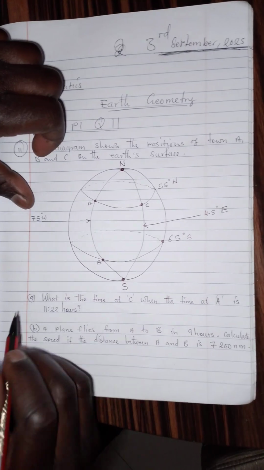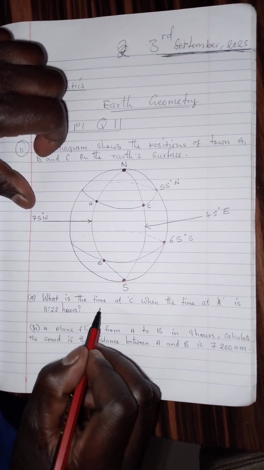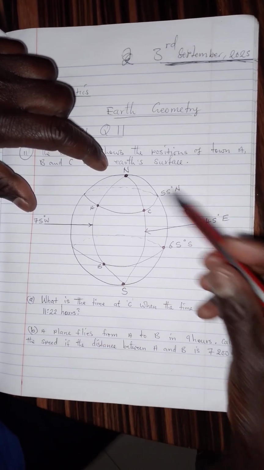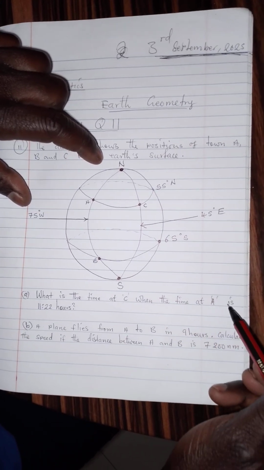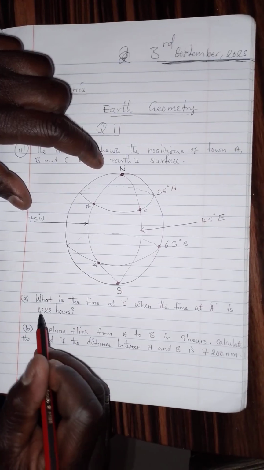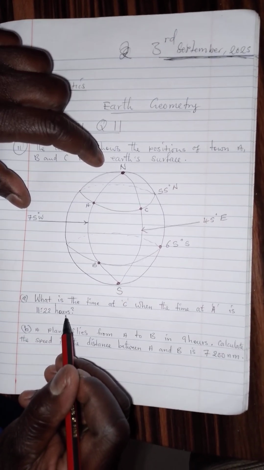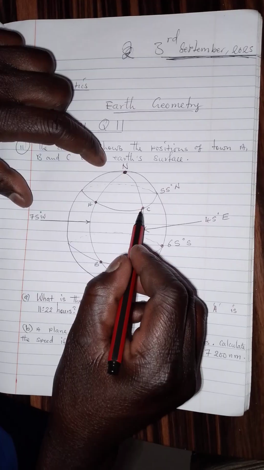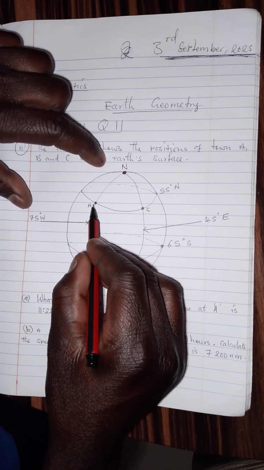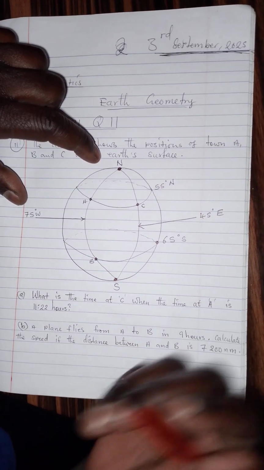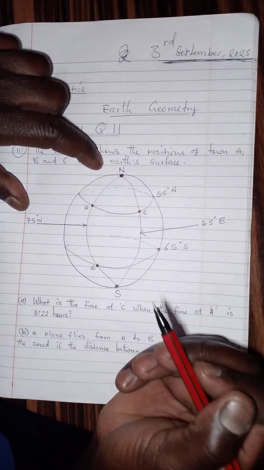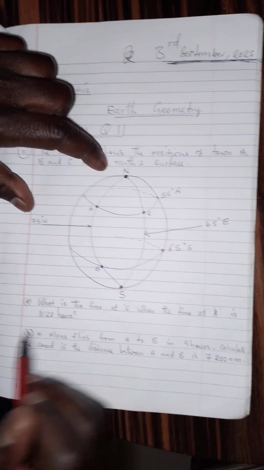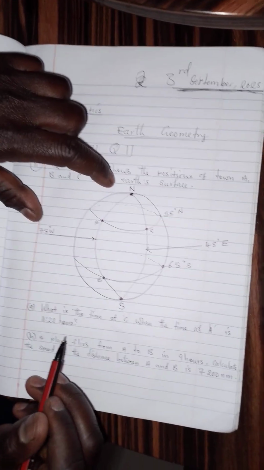Question 1 reads, what is the time at C when the time at A is 11:22 hours? Let's assume that C is in Africa, then A is in America. So what is the time there at C when time at A is 11:22 hours?